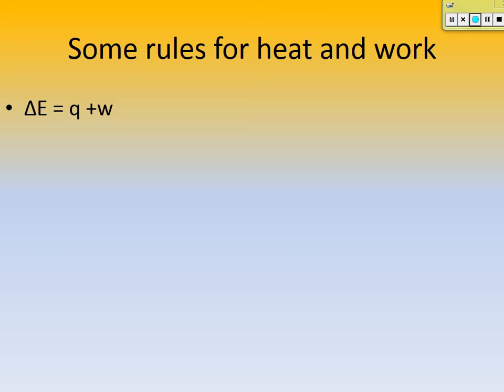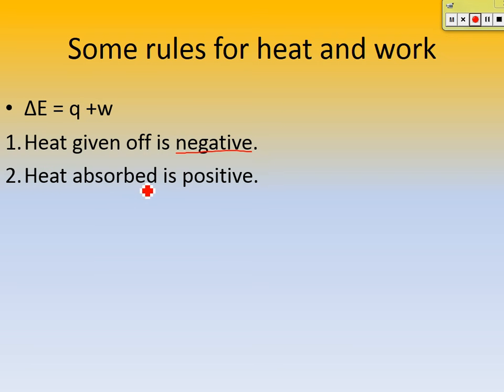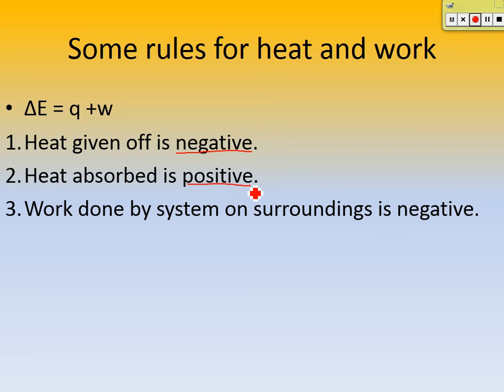Okay, so let's go back to that equation that we're going to use today. The change in internal energy is equal to heat flow plus work. Well, here's some rules for heat and work. Number one, heat given off is negative. So if heat is given off, it's leaving the system, so it's going to have a negative sign. So Q will be negative if it's given off. Heat, if it's being absorbed, it's coming into the system, then it's positive.